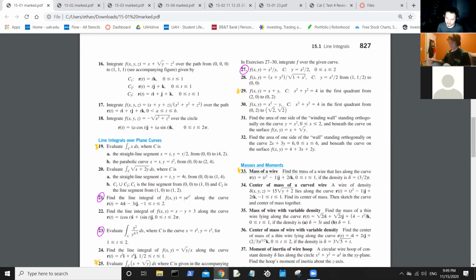So how did you parameterize? Did you set x equal to t and then y equal to t squared over 2? Yep. And then the bounds turn into 0 to 2 instead of 0 to 3. Wait, is it 0 to 3? If you eyeball it, that's 0 to 2. It says 0 to 2. Okay, 0 is less than x less than 2.